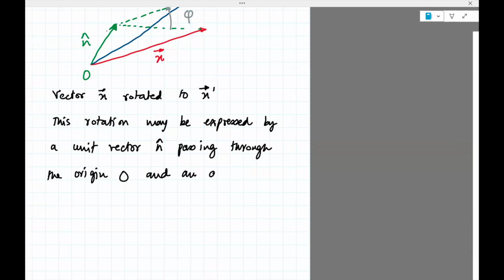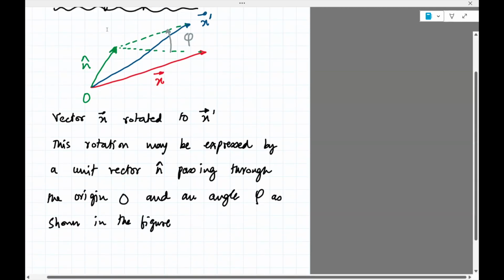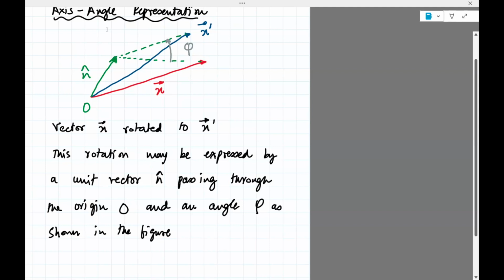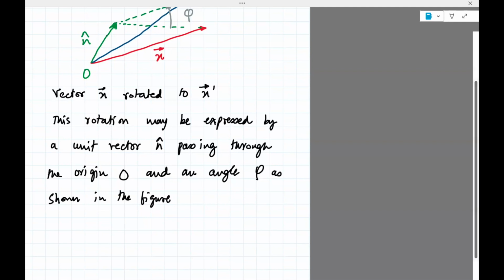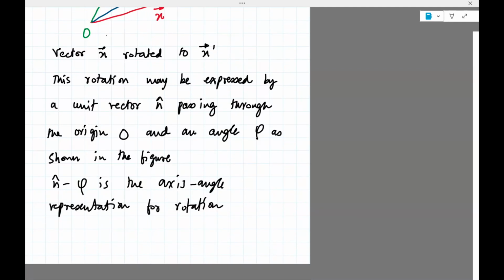And an angle psi, as shown in the figure. So what this is saying is that any rotation, like if you take x and rotate it to x bar, can always be represented by a unit vector n passing through the origin and an angle psi, as shown there. Always. So this n, psi is the axis-angle representation. That's just the theory.